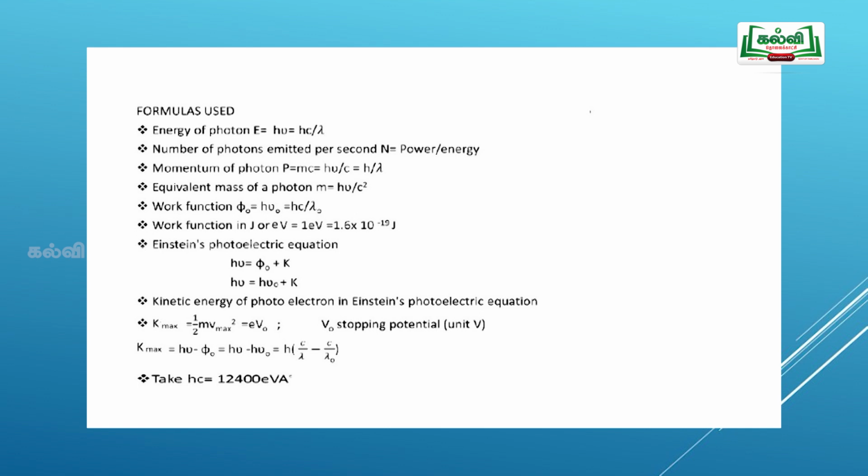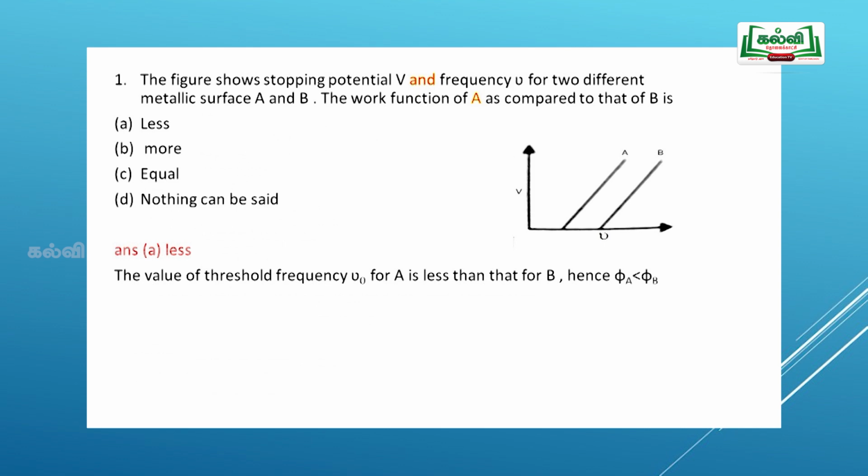Kinetic energy maximum equals h nu minus phi naught, which equals h nu minus h nu naught, which is equal to h bracket c by lambda minus c by lambda naught. Take hc as 12,400 eV Angstrom when we do the calculation. Let's move on to the numericals.